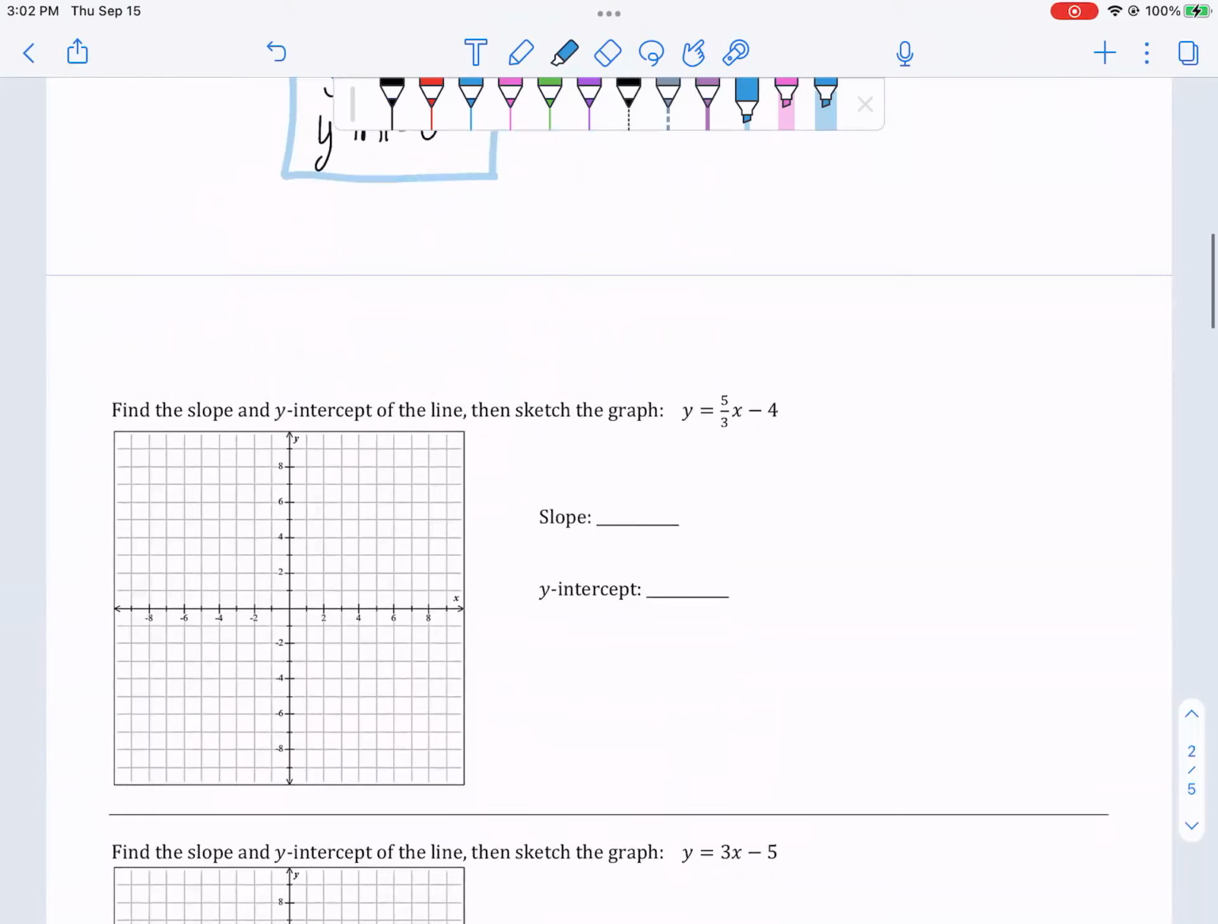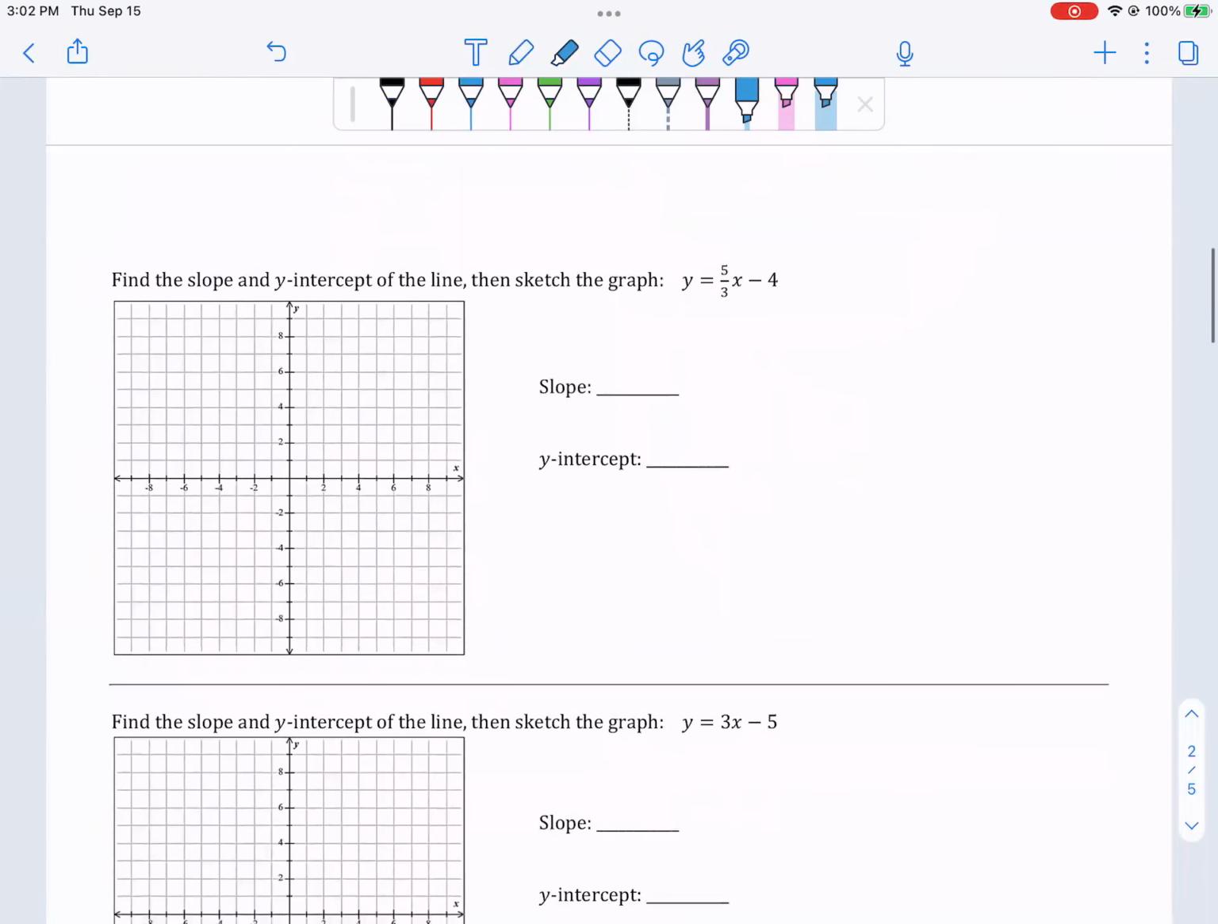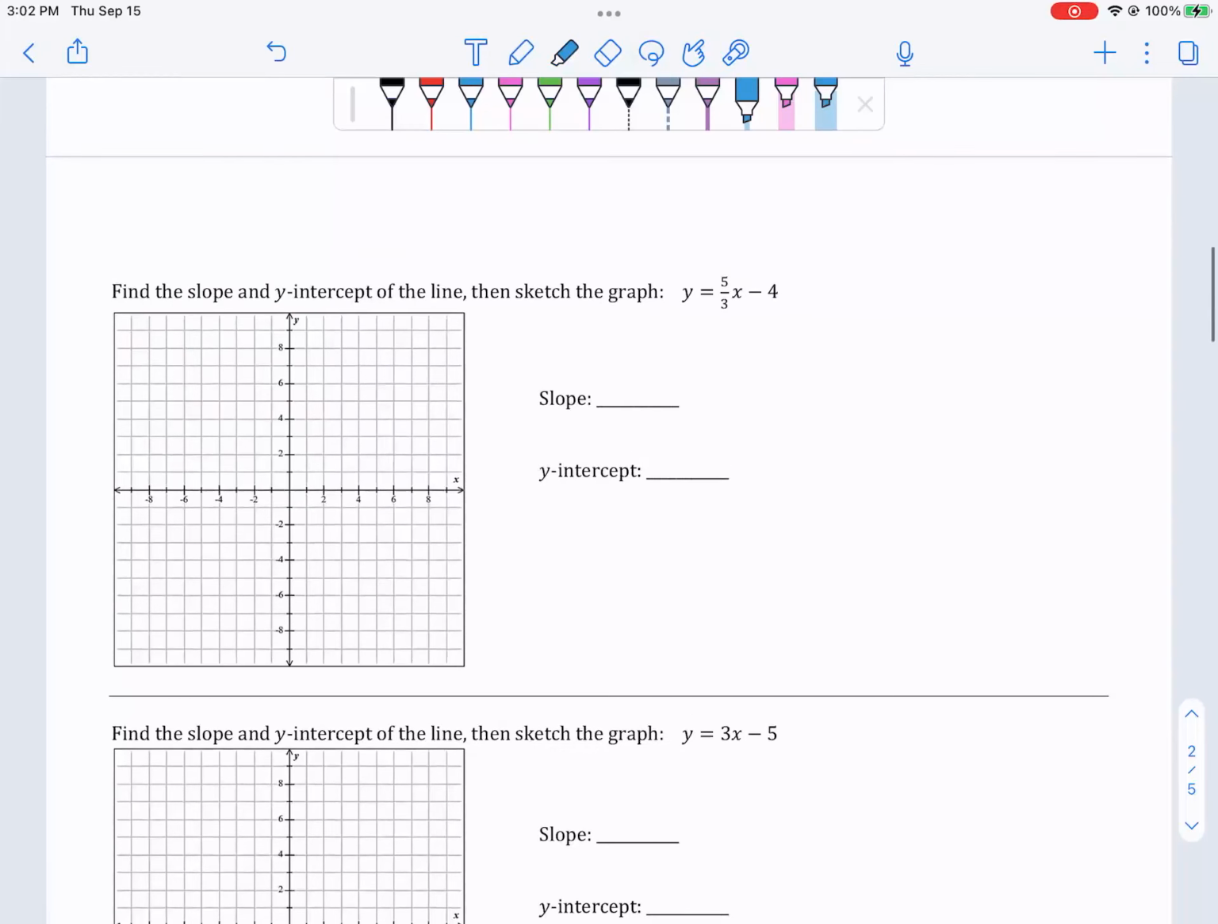Let's do some more examples. For these examples, we're going to be finding the slope, the y-intercept, and sketching the line. This is not going to be bad. This is going to be fun, I promise. So finding the slope and y-intercept, not hard, right? Slope, the value next to x, so that's going to be 5/3. And the y-intercept here would be negative 4.